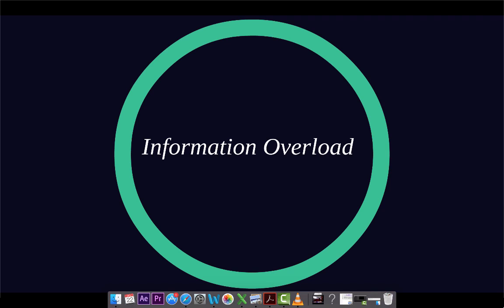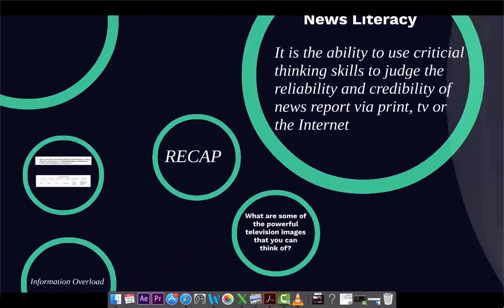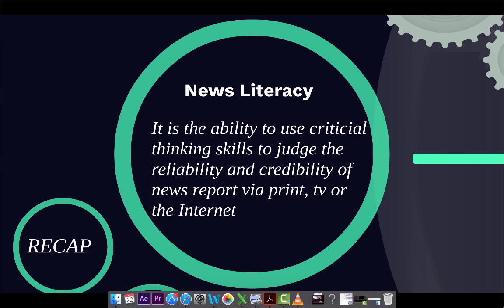So there is so much information. If you go to Google or Bing or any other search engine, if you type in anything that you're looking for, you'll be given tons and tons of information. But is that information credible? Is the news that you're looking at credible? Can you trust the news and make decisions and live with it?